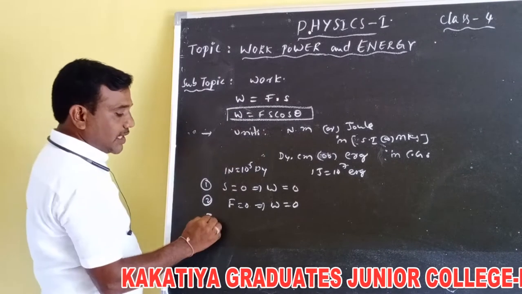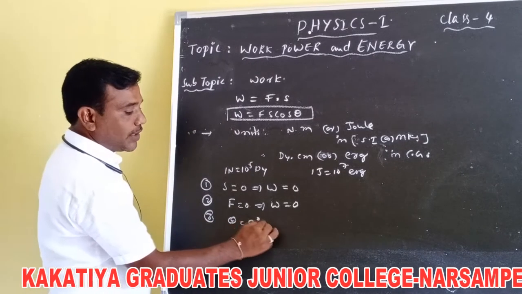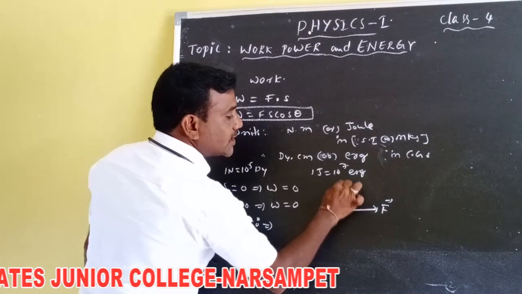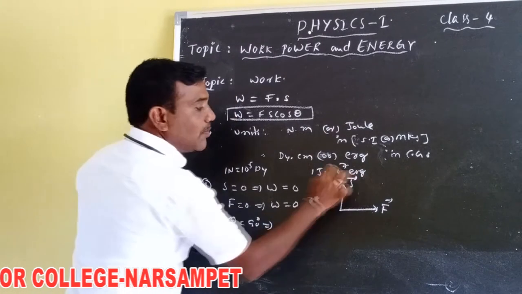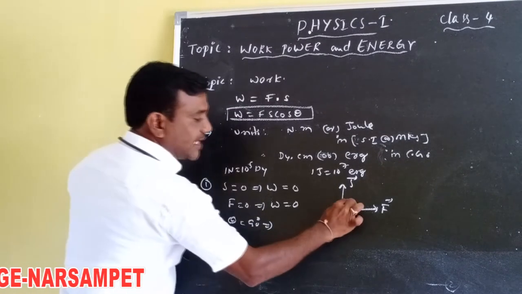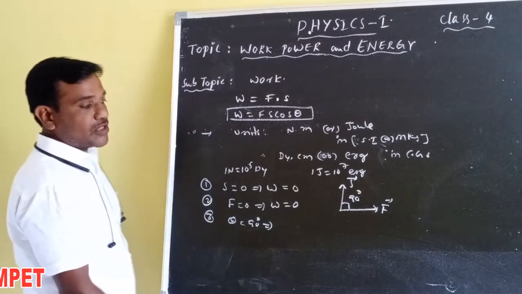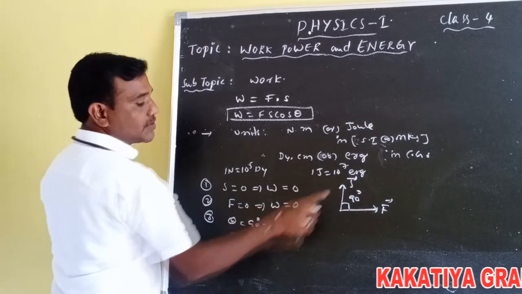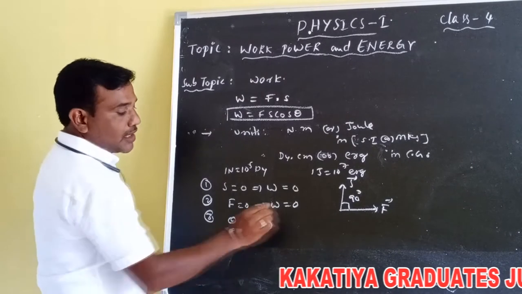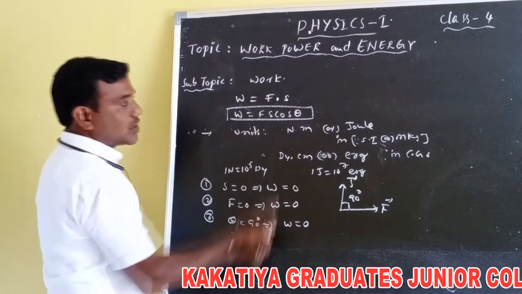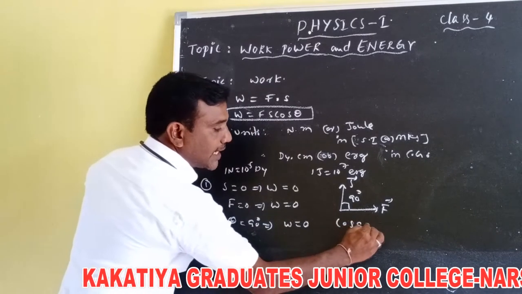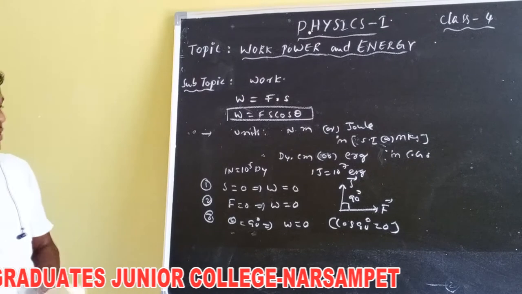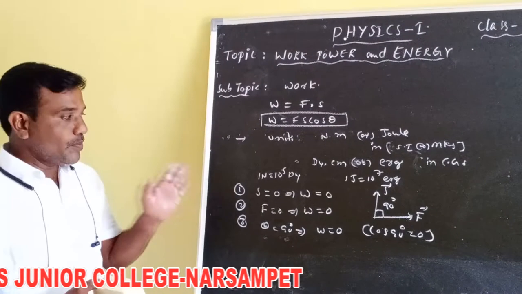When the third one is there, theta is equal to 90 degrees. Which angle? The angle between the force direction and the displacement direction of the body is 90 degrees. Then the work done is equal to 0. Why? Because cos 90, we know, is equal to 0. These are the important conditions for work done to be 0.